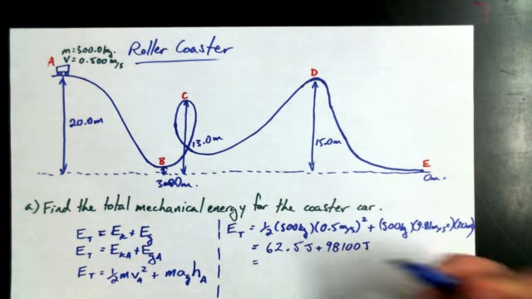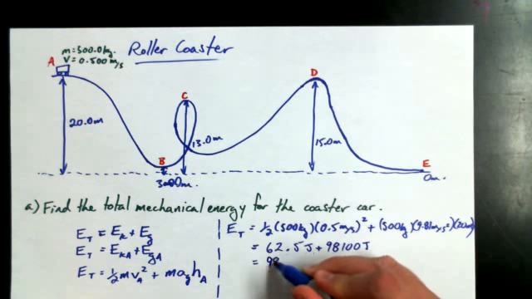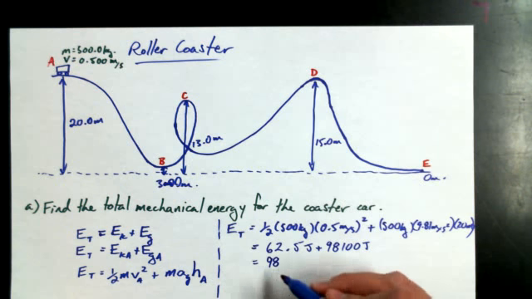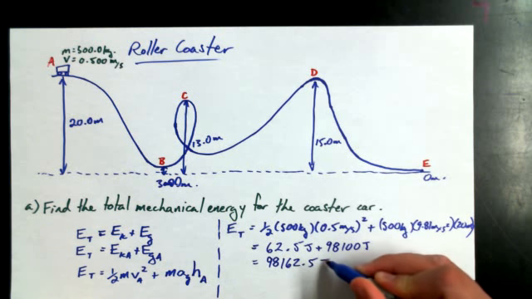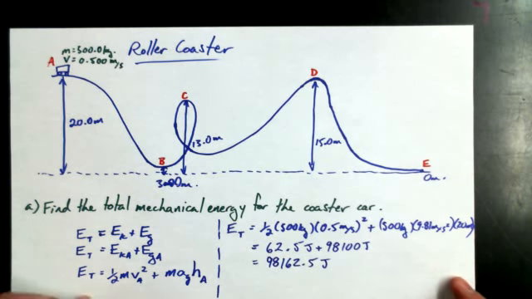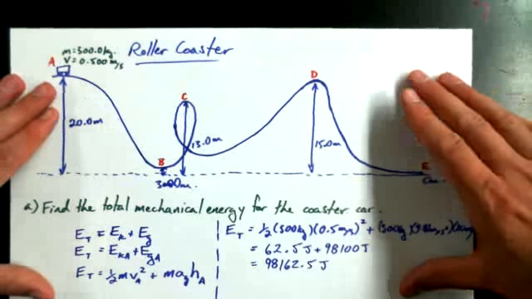All right, so the total mechanical energy is 98,162.5 joules. That's the total mechanical energy, just adding those two values up. Can I take this away now? I won't take the picture away, but I want to take this away. We found the total mechanical energy.